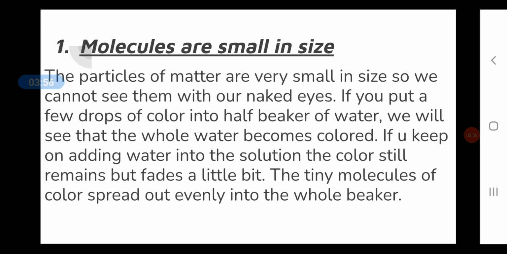For example, if you put a few drops of color into half a beaker of water, you will see that the whole water becomes colored. That is, the molecules of the color spread throughout the beaker. Now, if you add one more glass of water into this beaker, you will see that the solution totally remains colored. You cannot see the water separately. The whole water becomes colored. Maybe the color of the water fades a little, but still you will find that it is colored. The tiny molecules of color spread out evenly into the whole beaker.